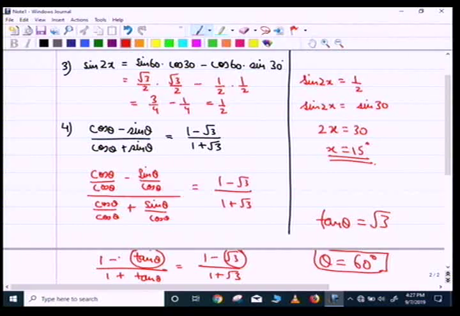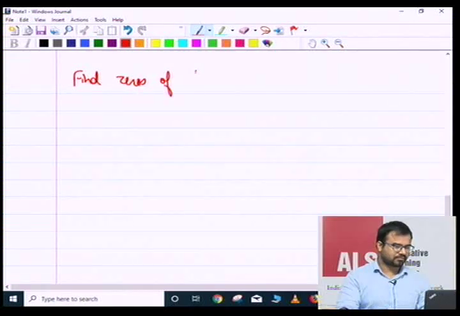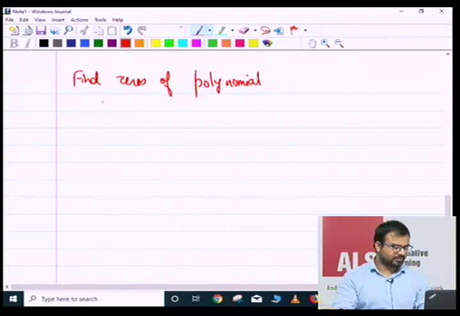Any doubt till now? Okay. So next question. Find zeros of this polynomial.